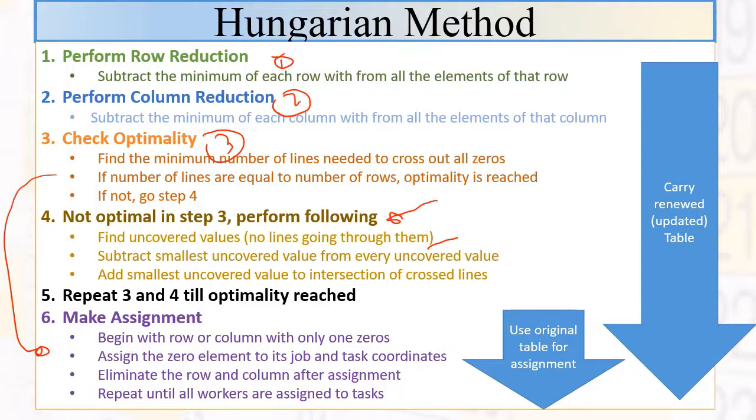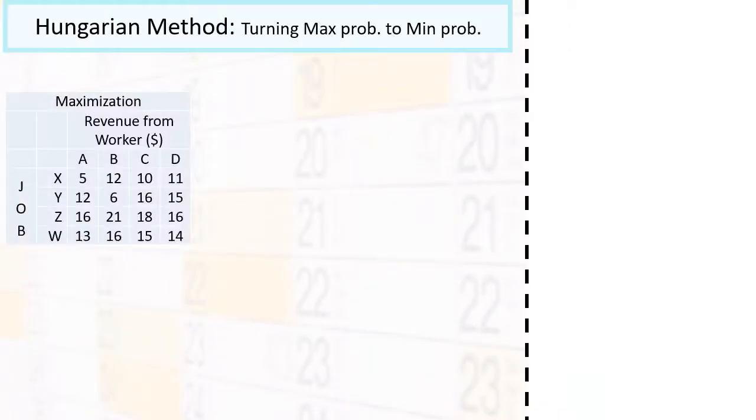elements and adding the lowest of those uncovered elements to the intersection point. If we reach optimality of that point, we make assignment. So what happens when we get a maximization problem for Hungarian method?